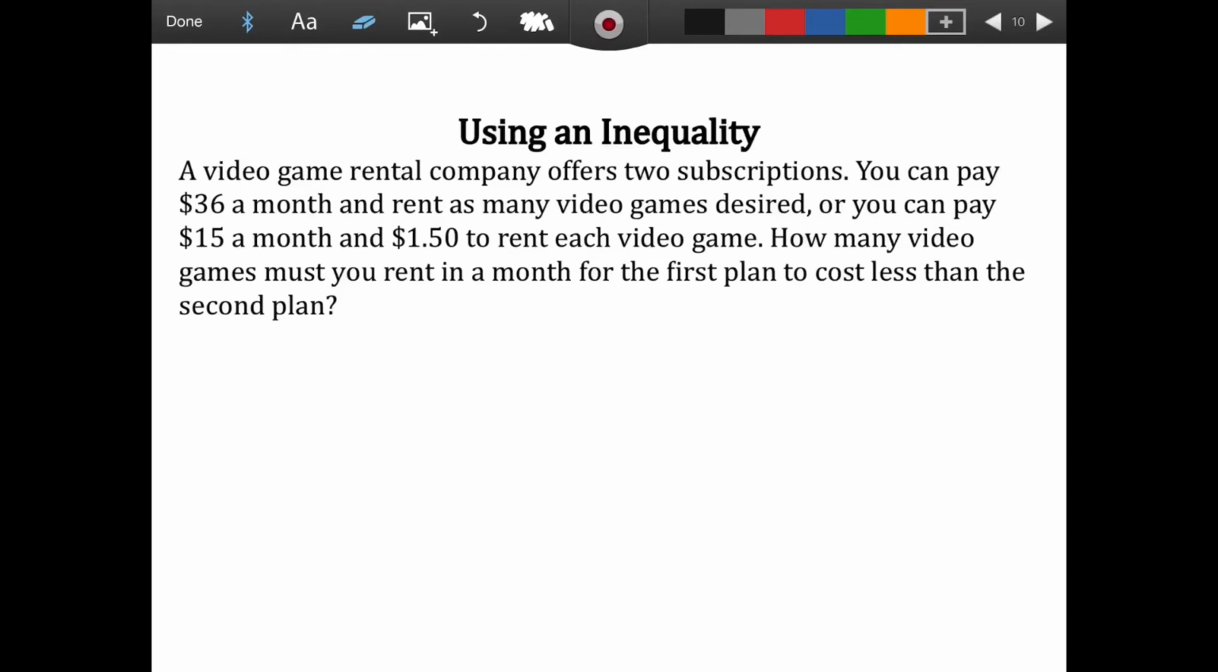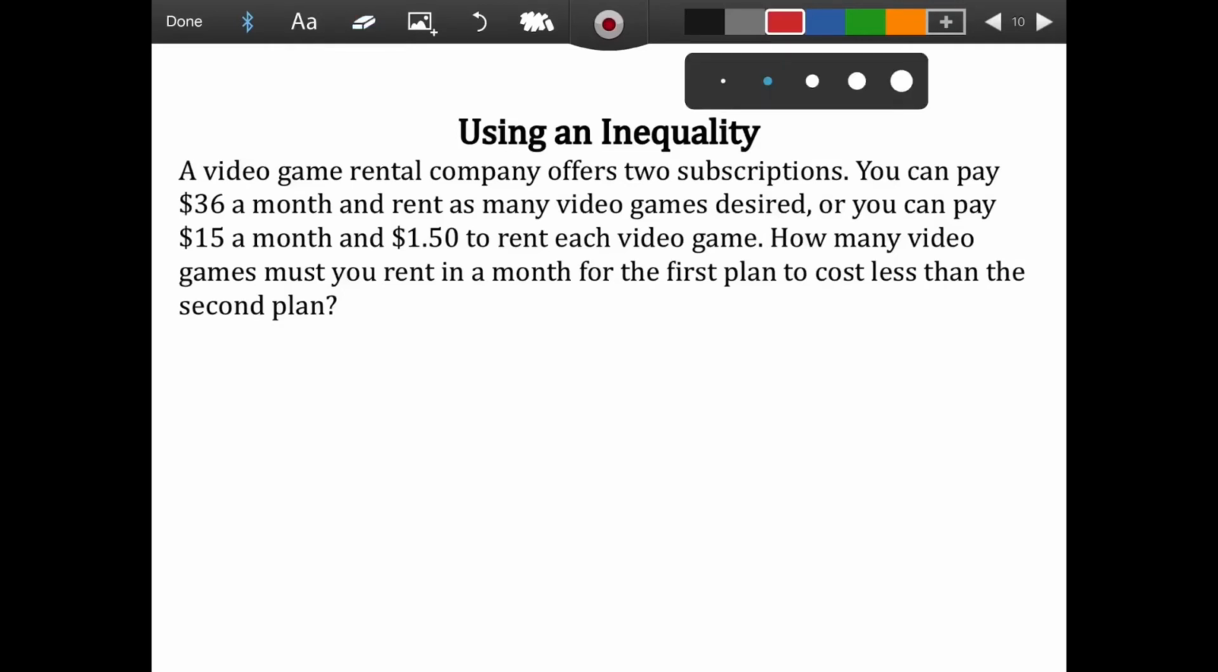Okay, so next we have everybody's favorite, a word problem, using an inequality. So a video game rental company offers 2 subscriptions. You can pay $36 a month and rent as many video games desired, or you can pay $15 a month and $1.50 to rent each video game. How many video games must you rent a month for the first plan to cost less than the second plan? So we have to determine which plan works better based off of how many video games you buy.